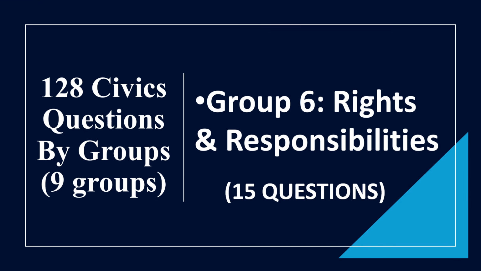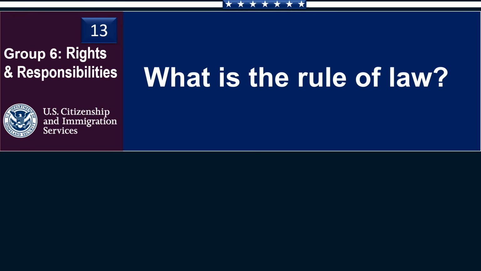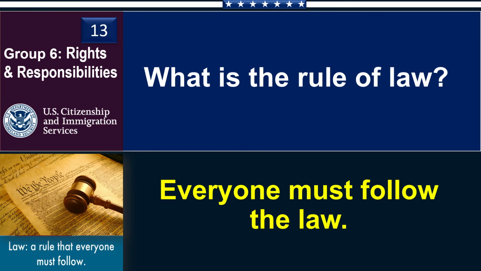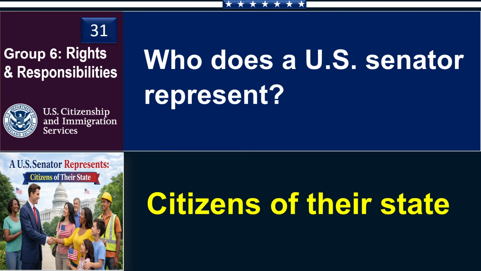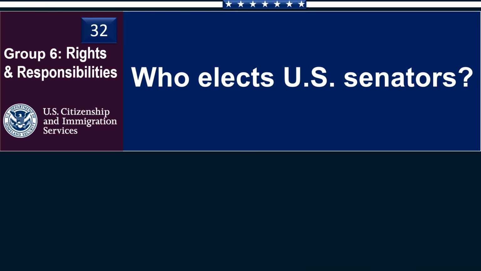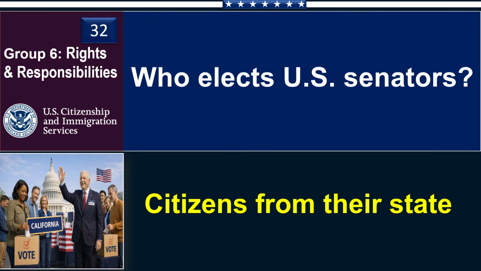Group 6. Rights and Responsibilities. What is the rule of law? Everyone must follow the law. Who does a U.S. Senator represent? Citizens of their state. Who elects U.S. Senators? Citizens from their state.